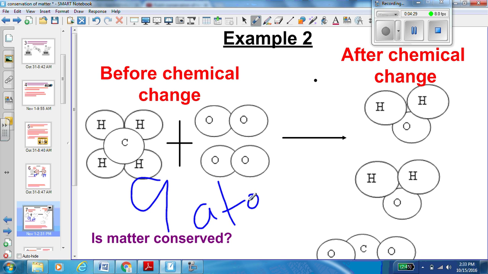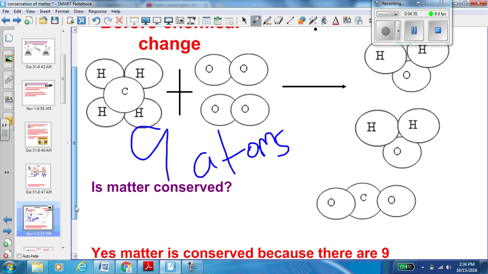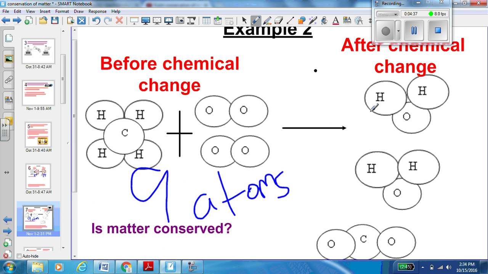Now, I'm going to go through a chemical change, and these atoms are going to be rearranged, and I'm going to form something new. So let's look on the opposite side. I've got 1, 2, 3, 4, 5, 6, 7, 8, 9. I have 9 atoms after the chemical change.